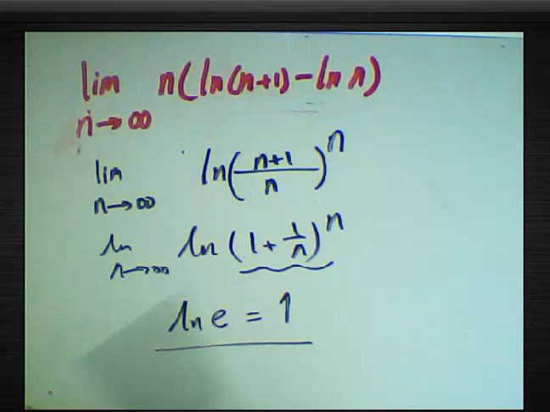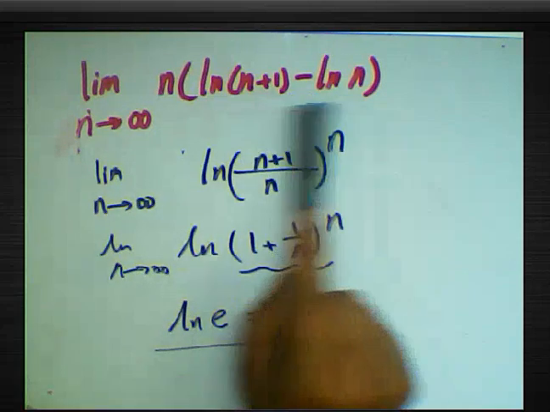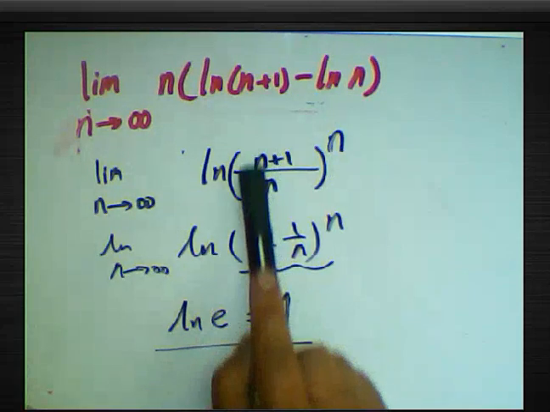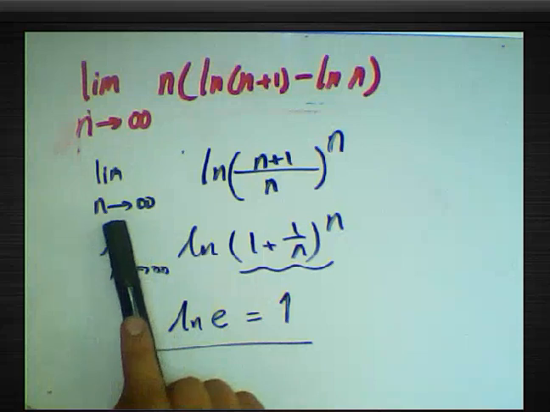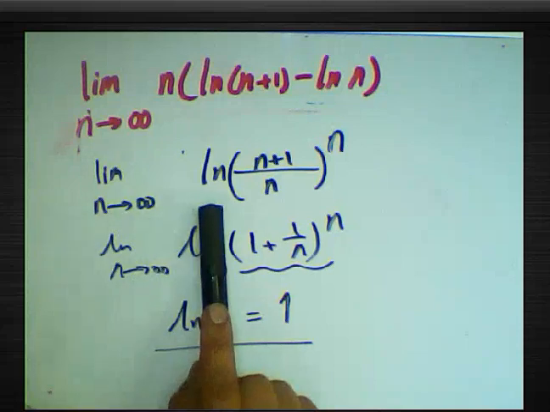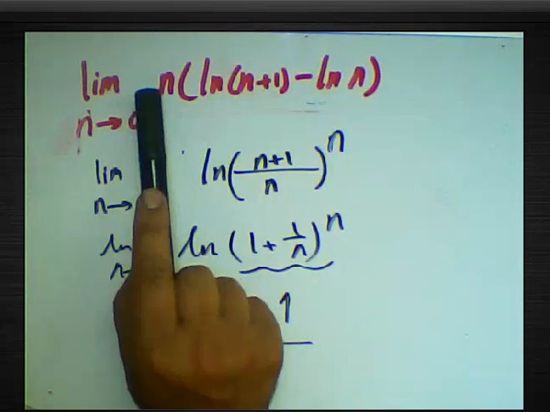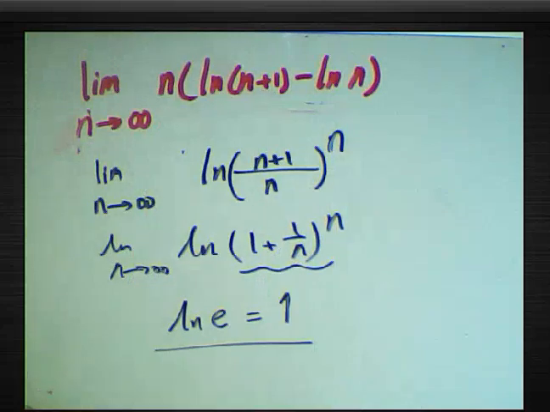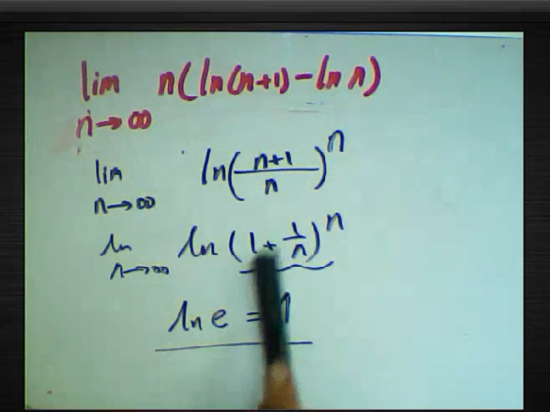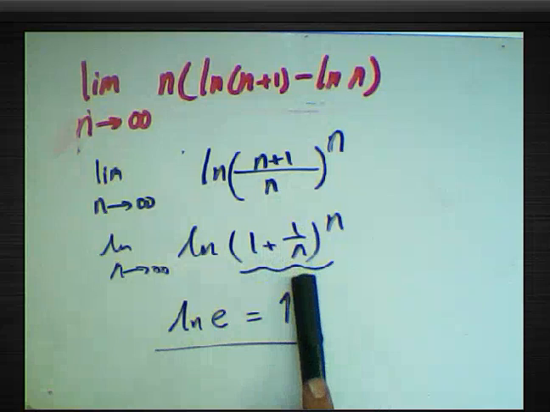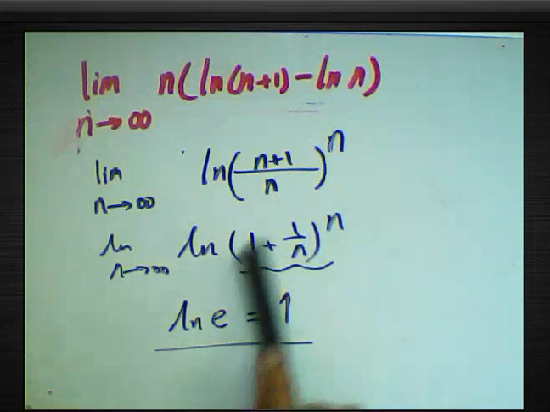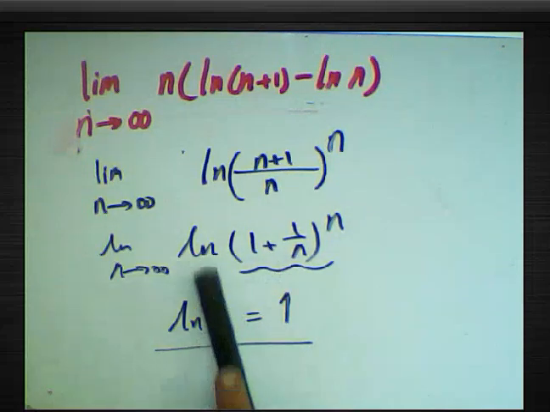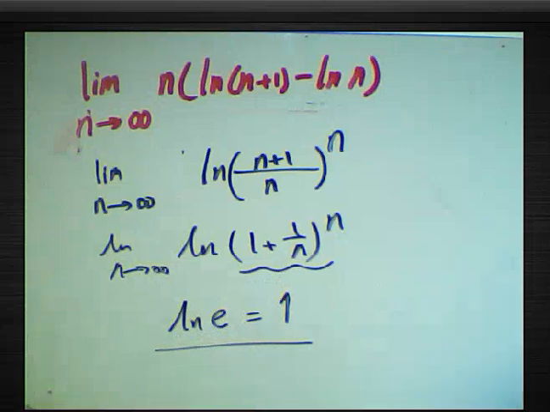Understood? Again, we have subtraction, convert to division between two numbers here, and here the limit when n goes to infinity. ln outside, I drop n to the power, and n divided by n equals 1, and then 1 over n. The result here will be e. The result is ln e equals 1, so the result will be 1.